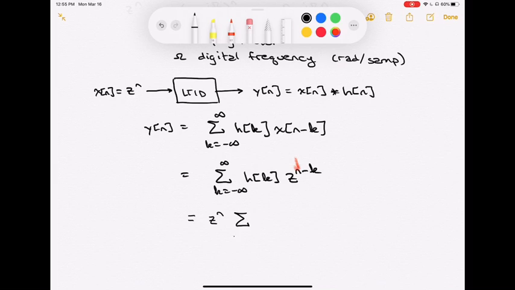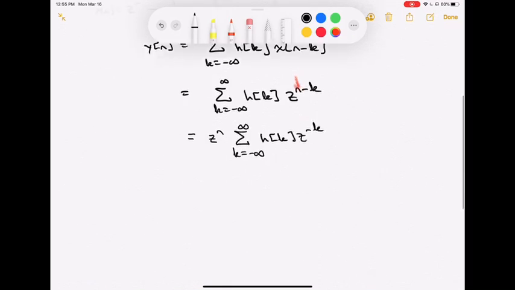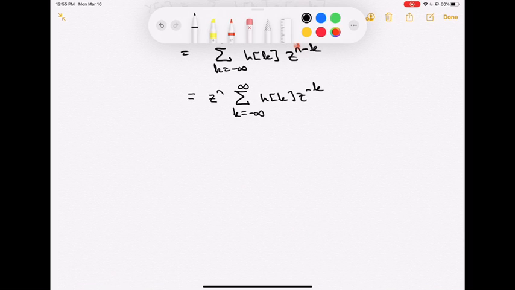So I have z to the n, sum k going from minus infinity to infinity, and I'm left in here with my h of k, and I have a z to the minus k. Getting really close to the form that we want. If I take a look at this piece over here, this thing I put a bracket under, I can call it something. I'm going to call it h of z. We'll notice that that entire bracketed thing is a function of the frequency variable z, but not a function of the independent variable n.